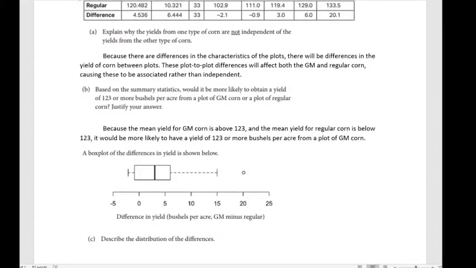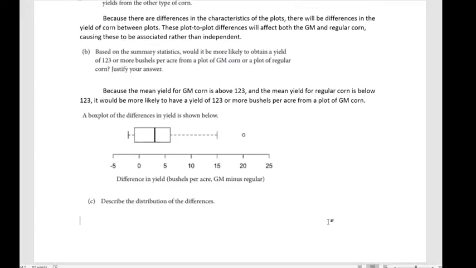Moving ahead to part C, it shows us a box plot of the differences in the yield, and we need to describe the distribution. I recommend, while you're doing the exam, anytime you see something like this, give yourself a framework to work in. It is easy to, as you go through, forget something and leave a part off that you otherwise would have put on. So shape, center, spread is what we're looking at with regards to distributions here.